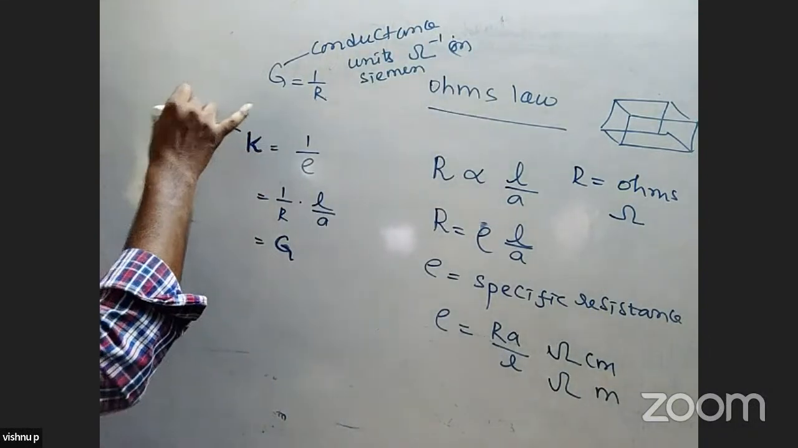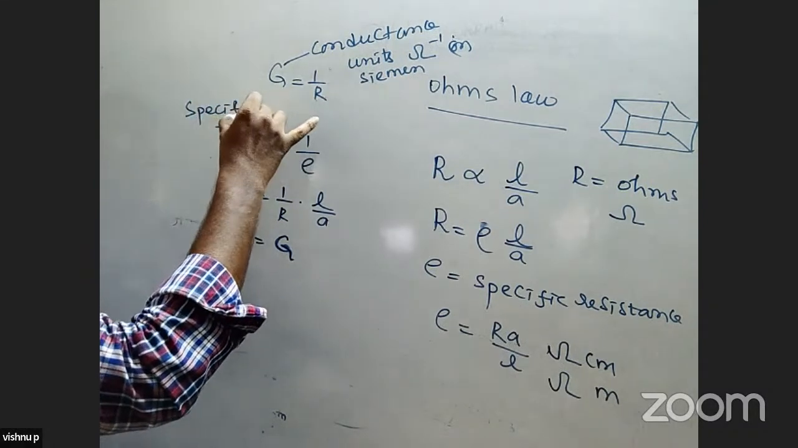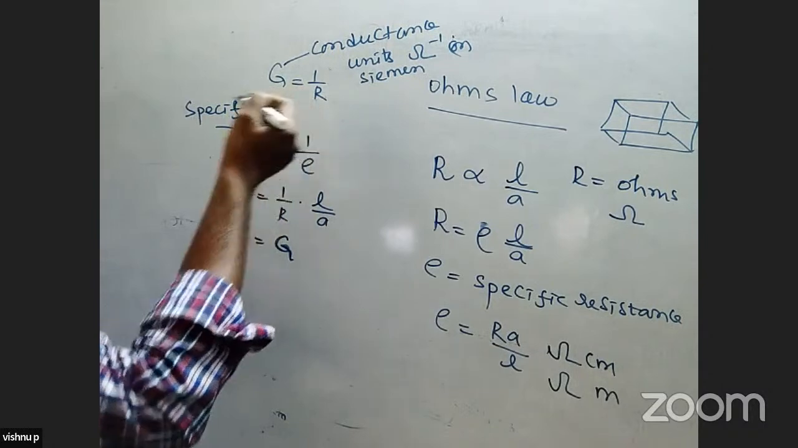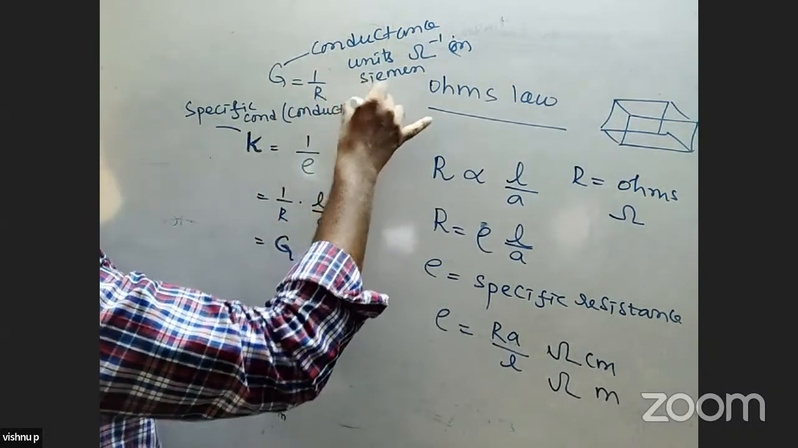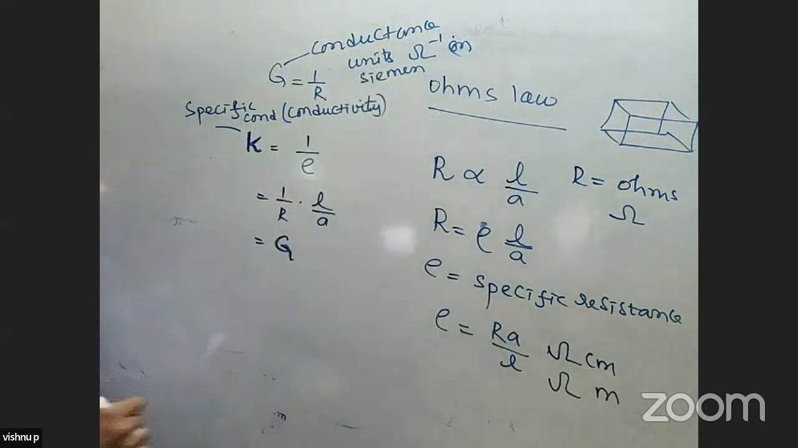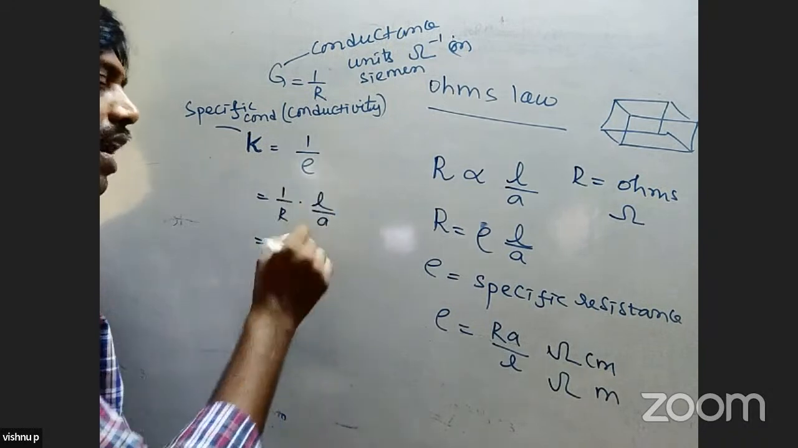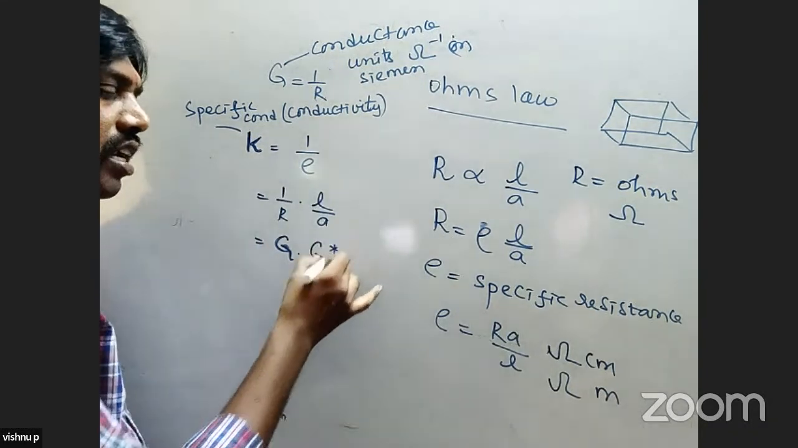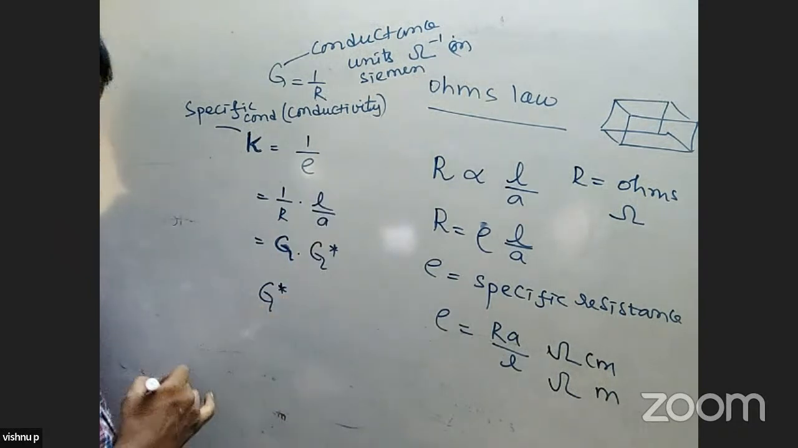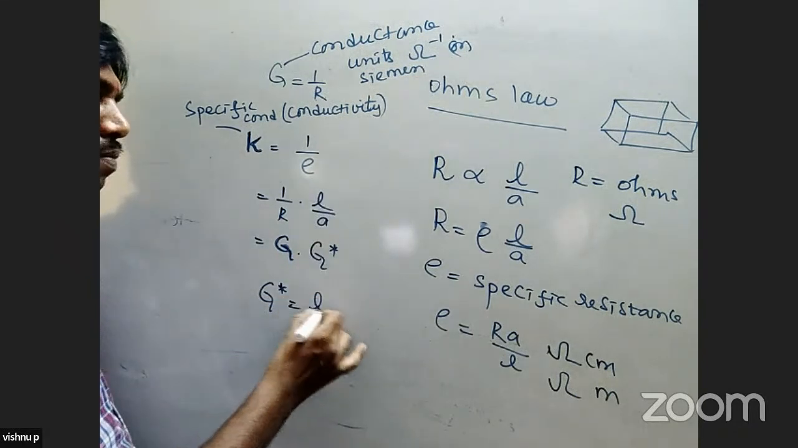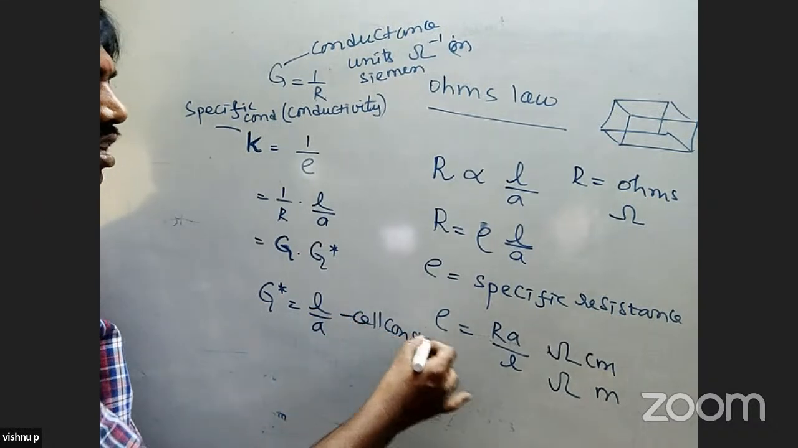K is called the specific conductance, or we can call it conductivity, indicated by kappa. So 1 by R is equal to conductivity. L by A is called the cell constant. What is the cell constant here? We indicated it by this star mark. That is L by A. L by A is called the cell constant.